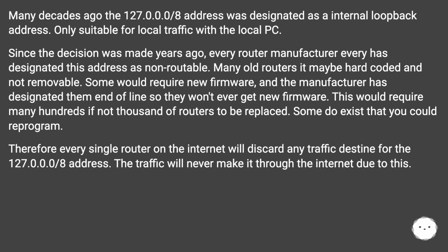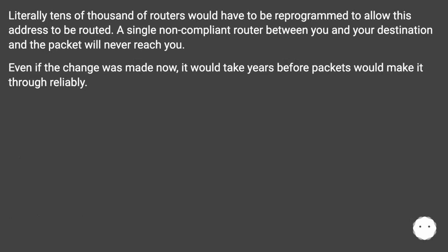Therefore, every single router on the internet will discard any traffic destined for the 127.0.0.0/8 address. The traffic will never make it through the internet due to this. Literally tens of thousands of routers would have to be reprogrammed to allow this address to be routed. A single non-compliant router between you and your destination and the packet will never reach you. Even if the change was made now, it would take years before packets would make it through reliably.